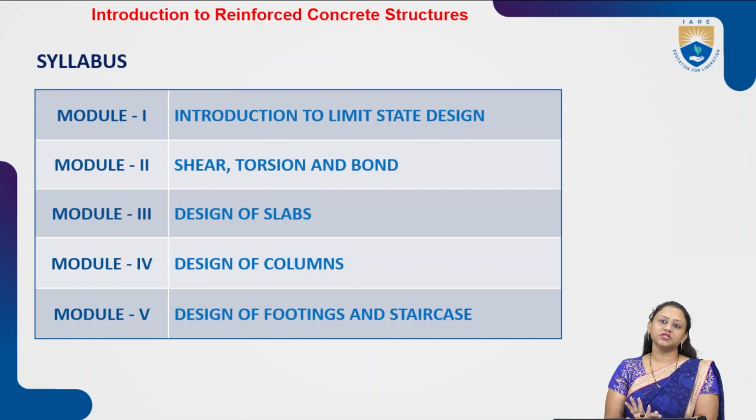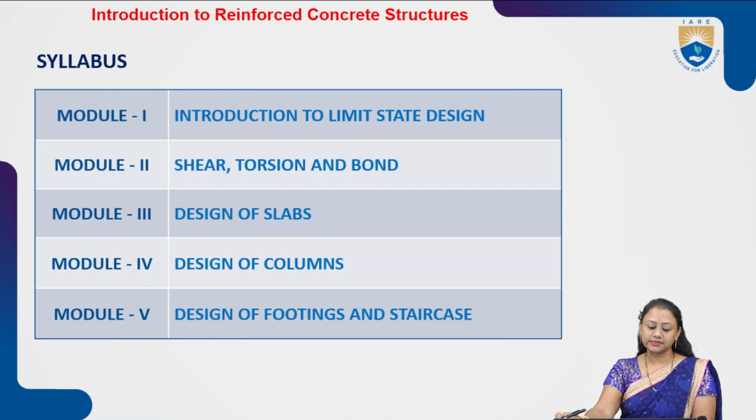So this course is divided into 5 modules. The first module involves the introduction to limit state design. The second module includes shear, torsion and bond. Module 3 is design of slab. Module 4 is design of columns. And module 5 is design of footings and staircase.